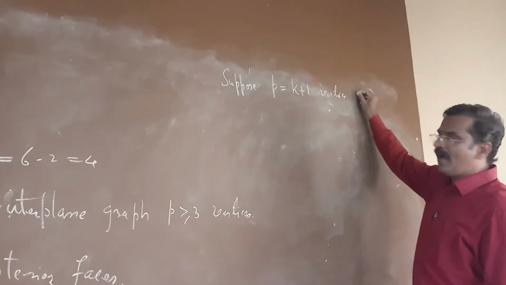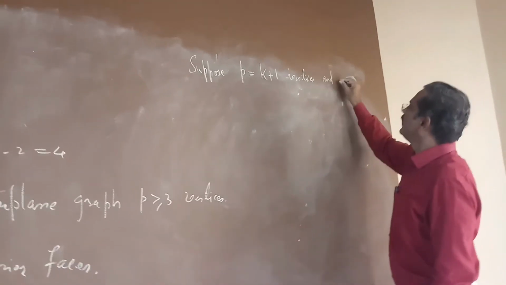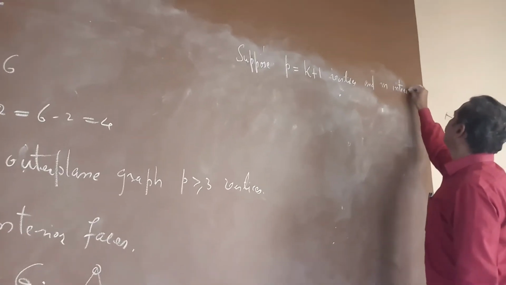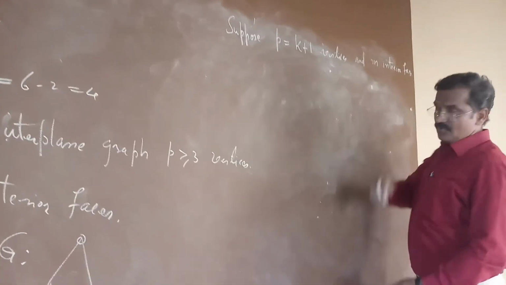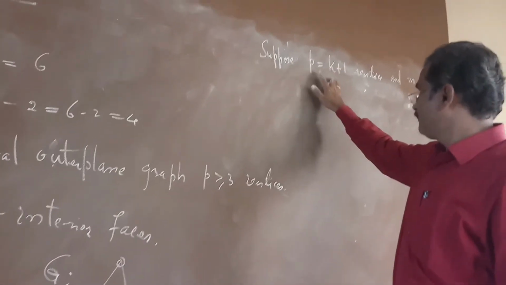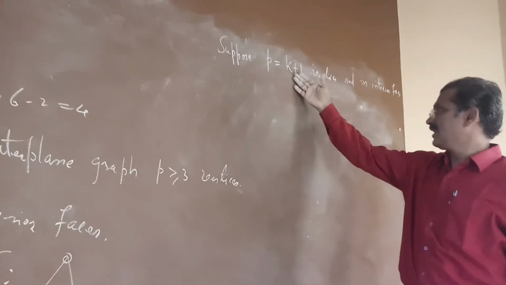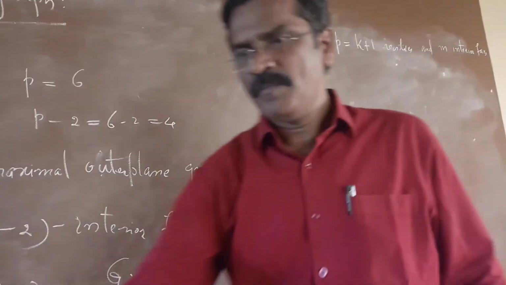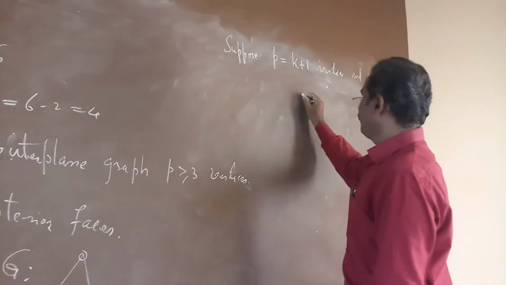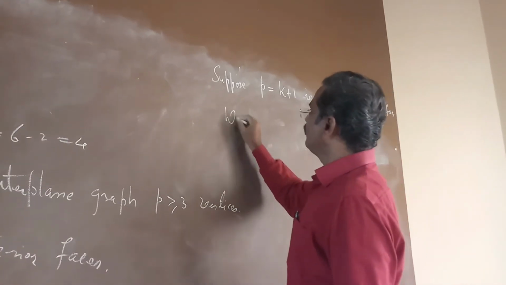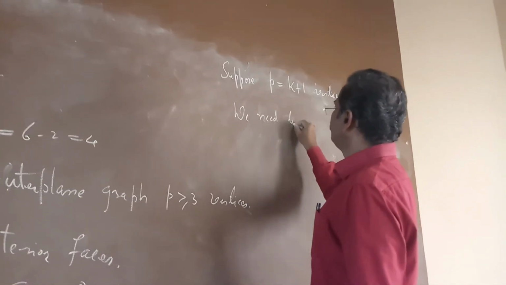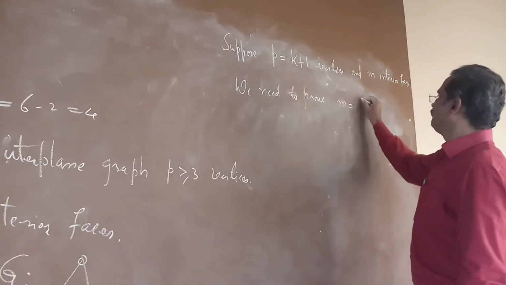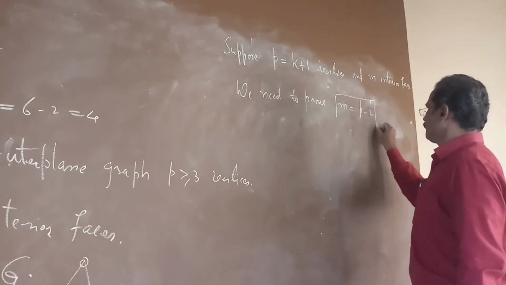So what have we considered? Suppose P equal to K plus 1. So the graph contains K plus 1 vertices and it contains M interior faces. So what we need to prove? We need to prove M equal to P minus 2. This we need to prove.